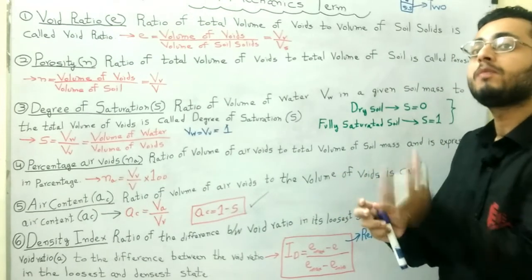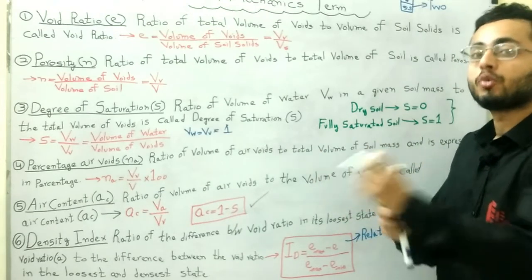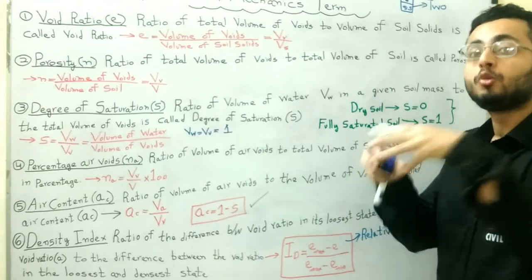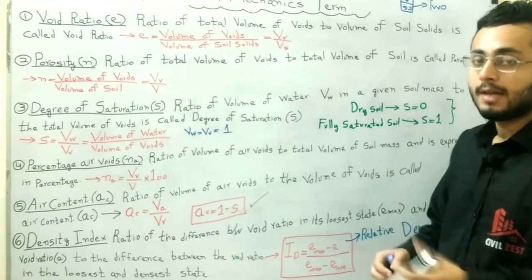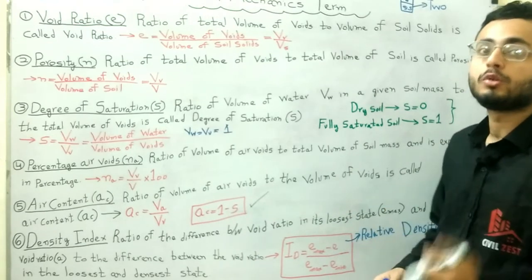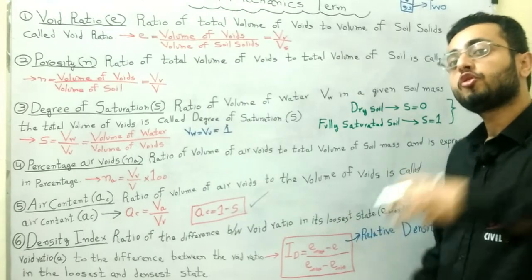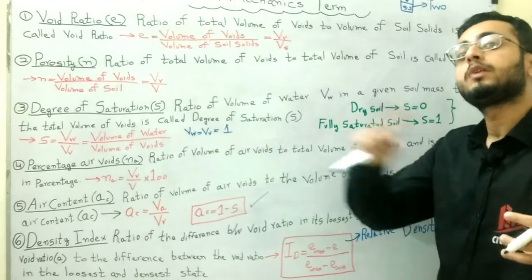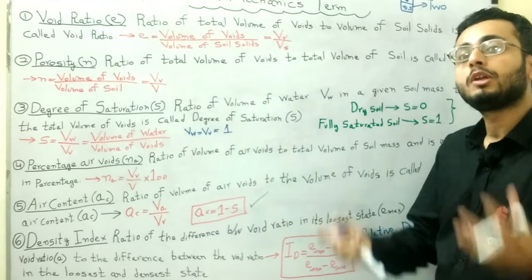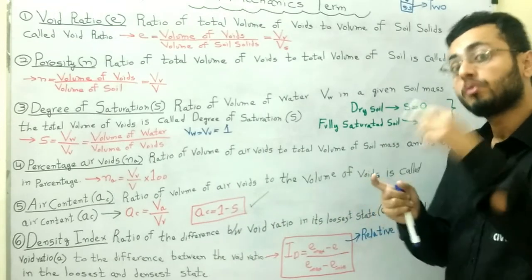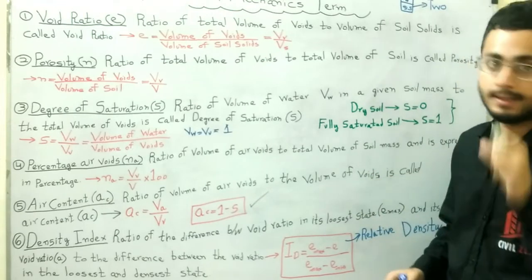When there is maximum void ratio, then we call the soil to be in the loosest state. And oppositely, when there is the minimum void ratio, then we call the soil to be in the densest state. So when the void ratio is maximum, the soil will be in the loosest state, and when the void ratio is minimum, the soil will be in the densest state.